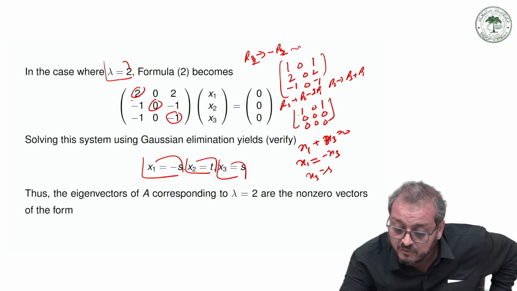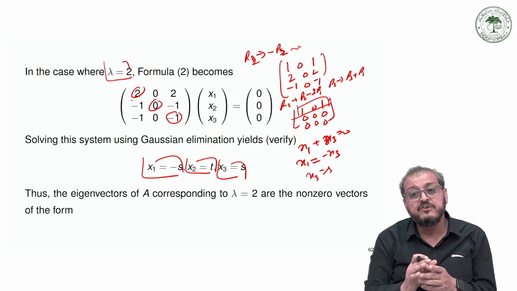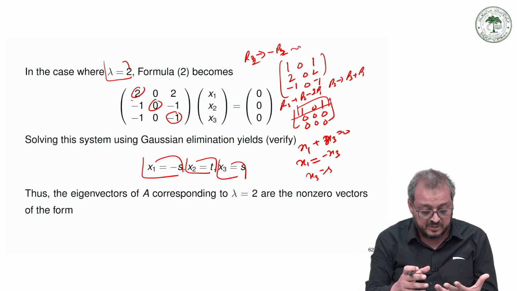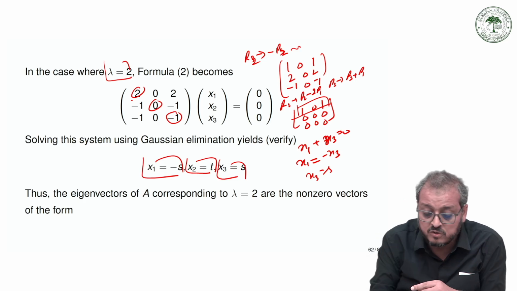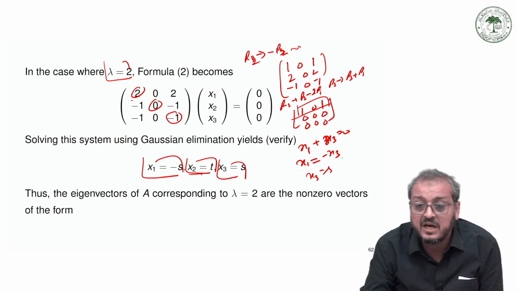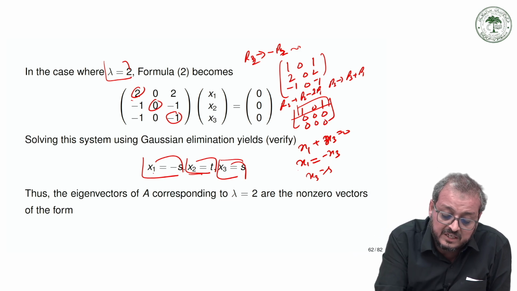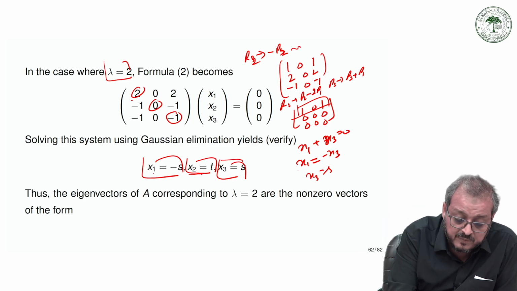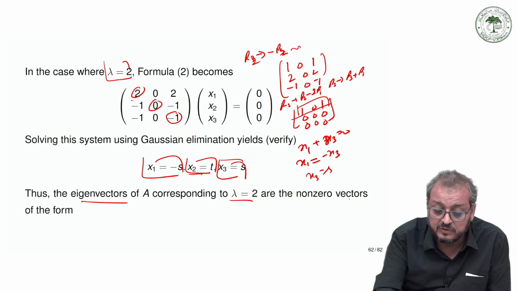Because we have only one equation and 3 variables, we have two free variables. So x2 is a free variable. So x3 is equal to s, then x1 is equal to minus s, and x2 is equal to t. Then the eigenvector corresponding to lambda equal to 2 is a non-zero vector of this form.